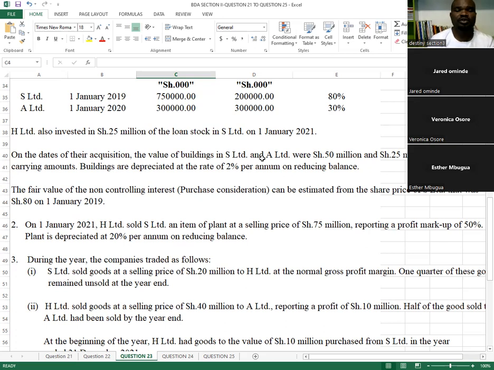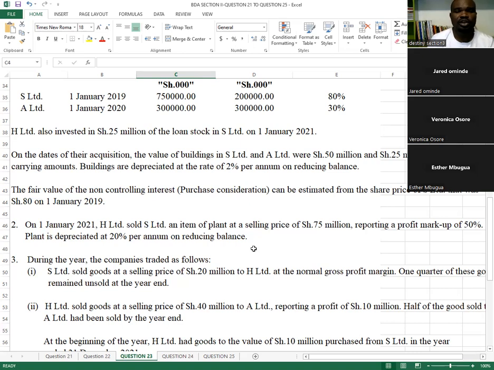The fair value of the non-controlling interest, the purchase consideration, can be estimated from the share prices of S Limited. That was 80 million on 1st January 2019. On 1st January 2021, H Limited sold S Limited an item of plant at a selling price of 75 million, reporting a profit markup of 50%. Plant is depreciated at 20% per annum on reducing balance.